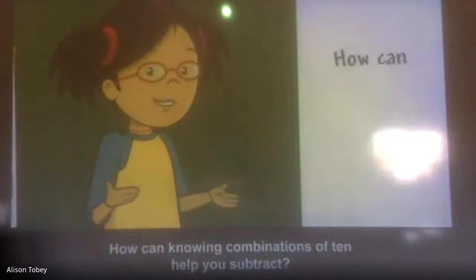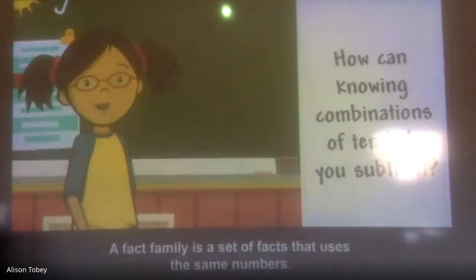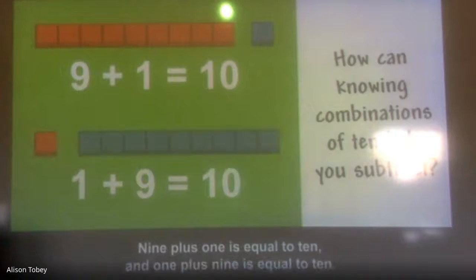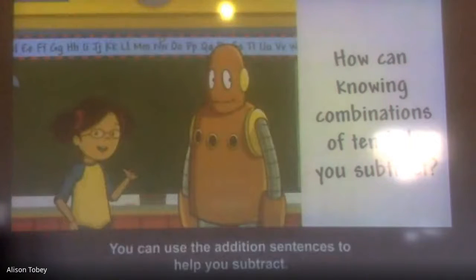How can knowing combinations of 10 help you subtract? A fact family is a set of facts that uses the same numbers. 9 plus 1 is equal to 10, and 1 plus 9 is equal to 10. They're a part of the same fact family. You can use the addition sentences to help you subtract.